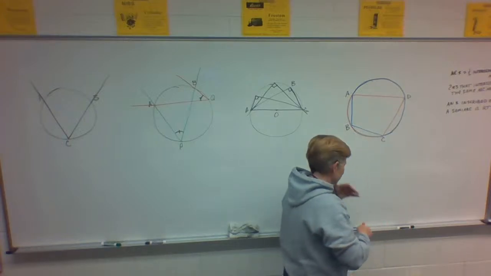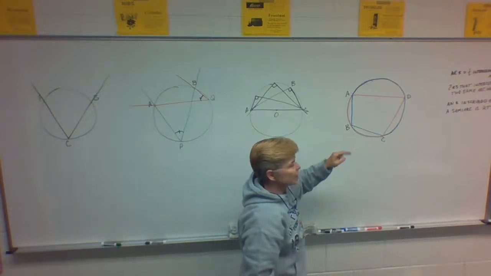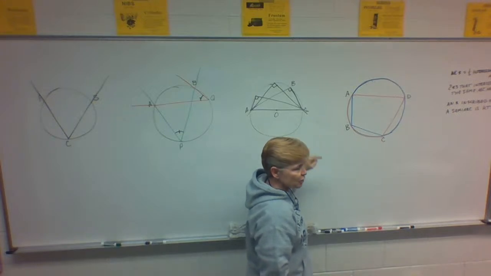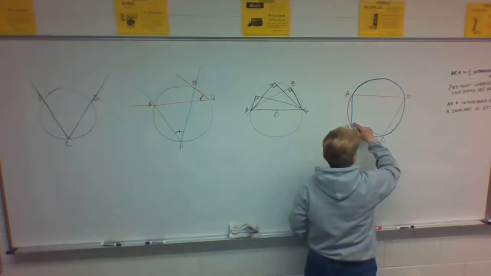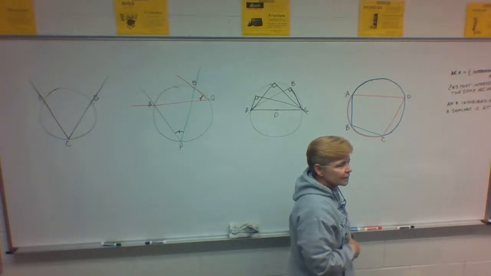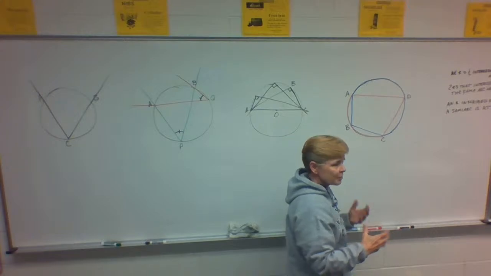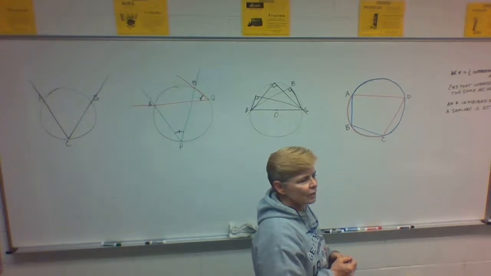Okay, now here comes the part where you've got to reason. Can you all see that the blue arc and the red arc make up the entire circle? Yeah. So they're the entire 360 degrees, which means that this blue angle and this red angle have to add up to 180, because they're half the size of their arcs, and their arcs add up to 360. Does that make sense to you? Yeah. Anybody not understand so far?